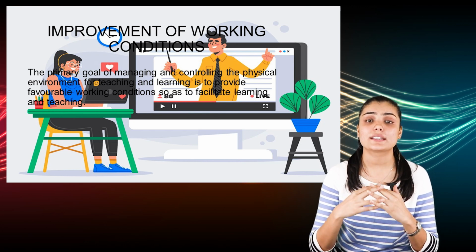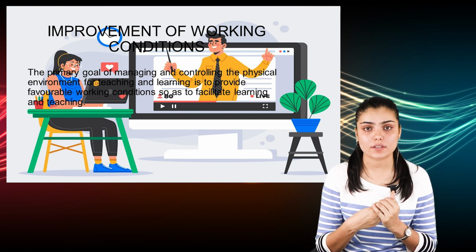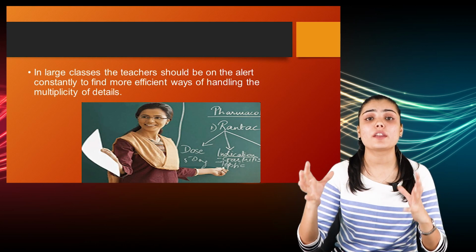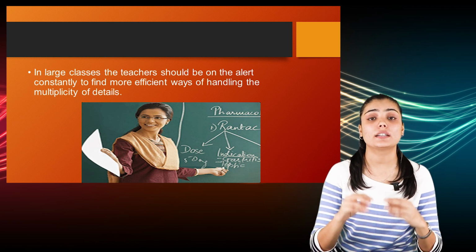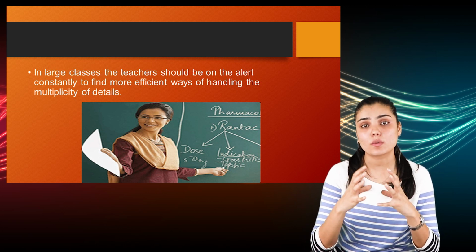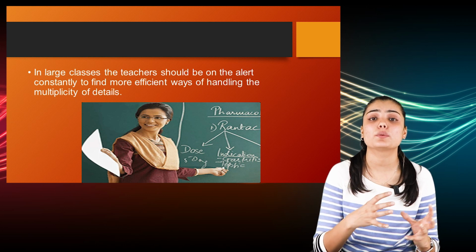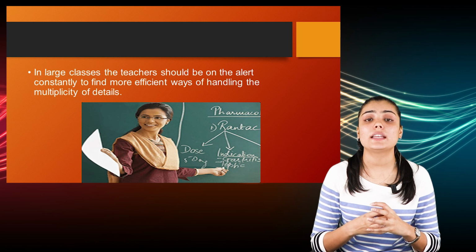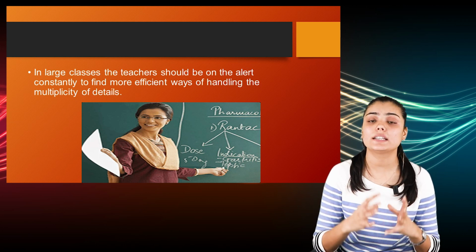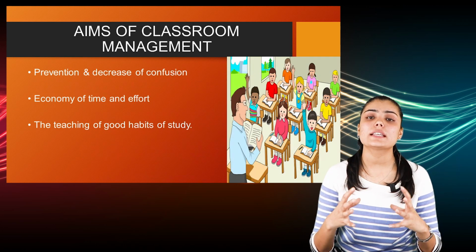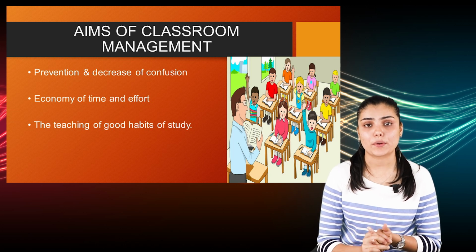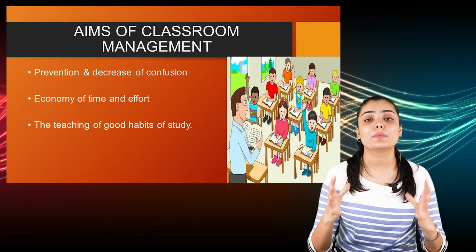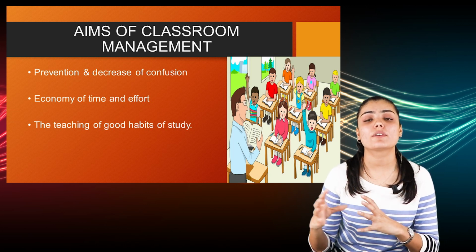Now, the main goal of classroom management, or managing and controlling a classroom, is to make sure that there is an effective teaching-learning process. When there is a large class, when the classroom is very big and there are more students, the teacher must be very attentive about the activities being carried out by the students. The teacher must be alert and find a more efficient way of handling the classroom. Now, there are various aims of classroom management. The major three aims are prevention and decrease of confusion.